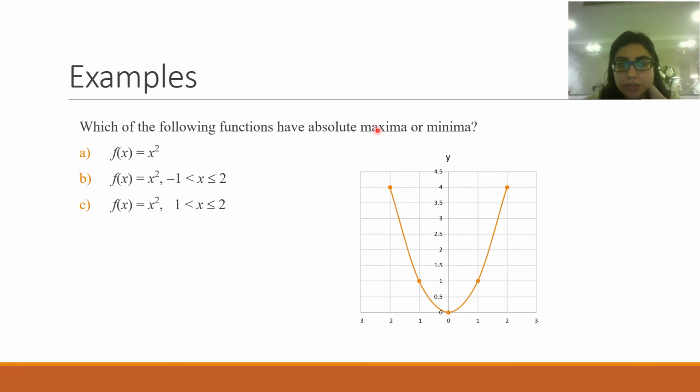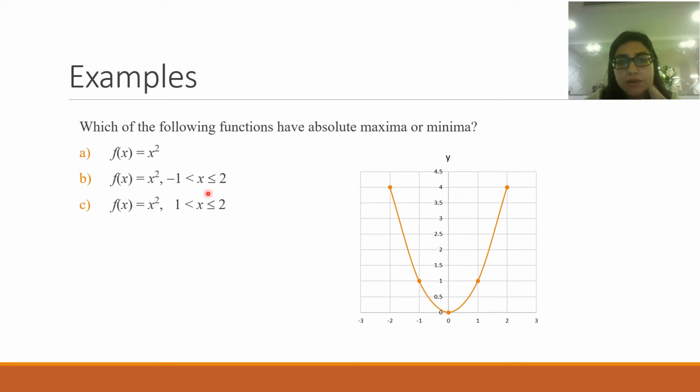Which of the following functions have an absolute maximum or minimum? f of x equals x squared, and he didn't say any domain, so it goes like this. So if I have something like this, the global minimum will be 0, 0. What about the global maximum? The global maximum does not exist because it's infinity. He did not say a domain, so it goes from negative infinity to positive infinity.